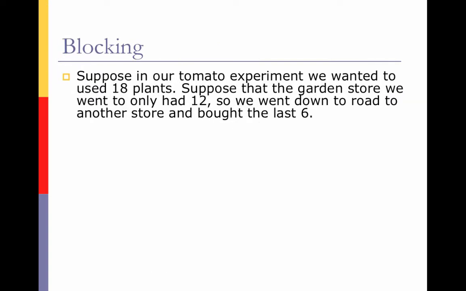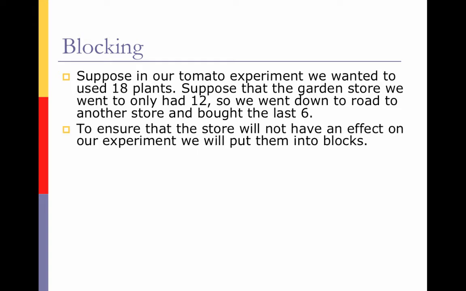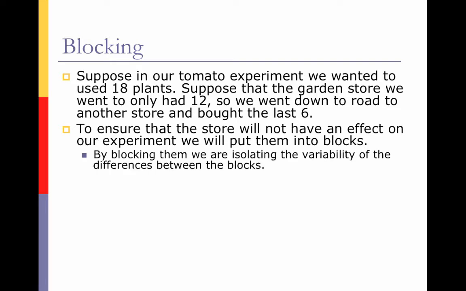Continuing to look at blocking, suppose in our tomato experiment we wanted to use 18 plants. Suppose that the garden store we went to only had 12, so we went down the road to another store and we bought the last 6. To ensure that the store will not have an effect on our experiment, we'll put them into blocks. By blocking them, we are isolating the variability of the differences between the blocks.